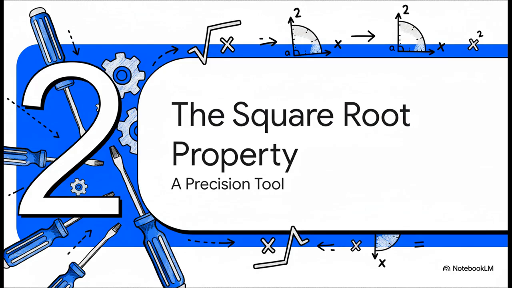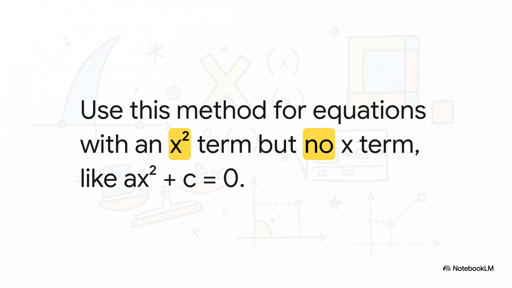Our next tool is the square root property. Now, this isn't your everyday wrench. Think of it more like a precision screwdriver. It is perfect for one very specific job. The mark of a real pro is knowing which tool to use and when. Factoring is awesome, but what happens if your equation looks something like ax squared plus c equals 0? There's no bx term in the middle to deal with. In that case, there's a much more direct path to the answer.